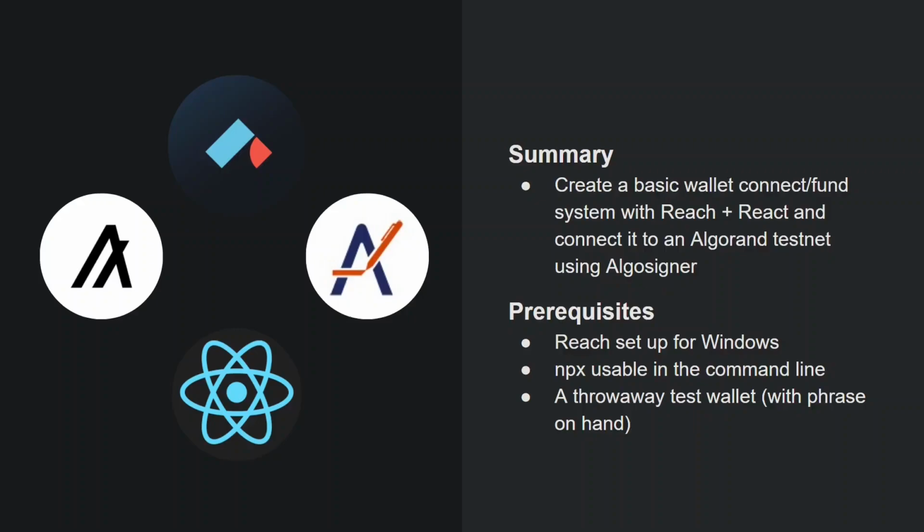For this tutorial, we'll be creating a basic wallet connect fund system with Reach and React, which will then connect to an Algorand testnet using Algo. Prerequisites for this tutorial are Reach set up for Windows, NPX usable in the command line, and a throwaway test wallet created with Algo with the phrase on hand. Links for all of those prerequisites are in the description.